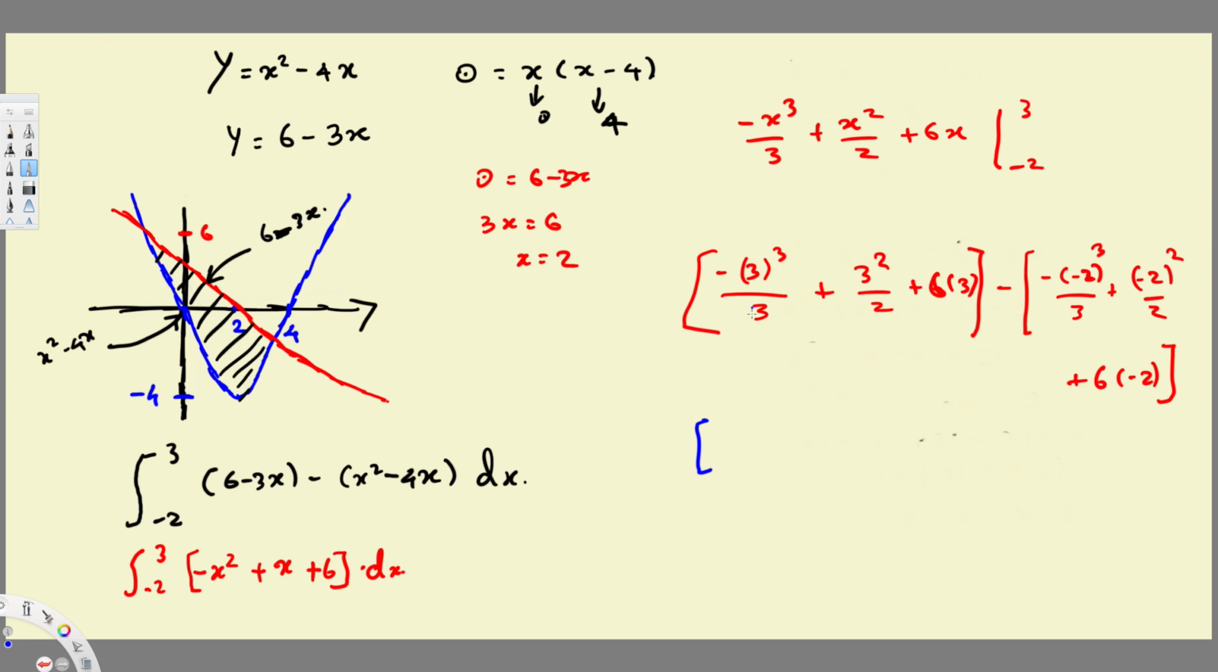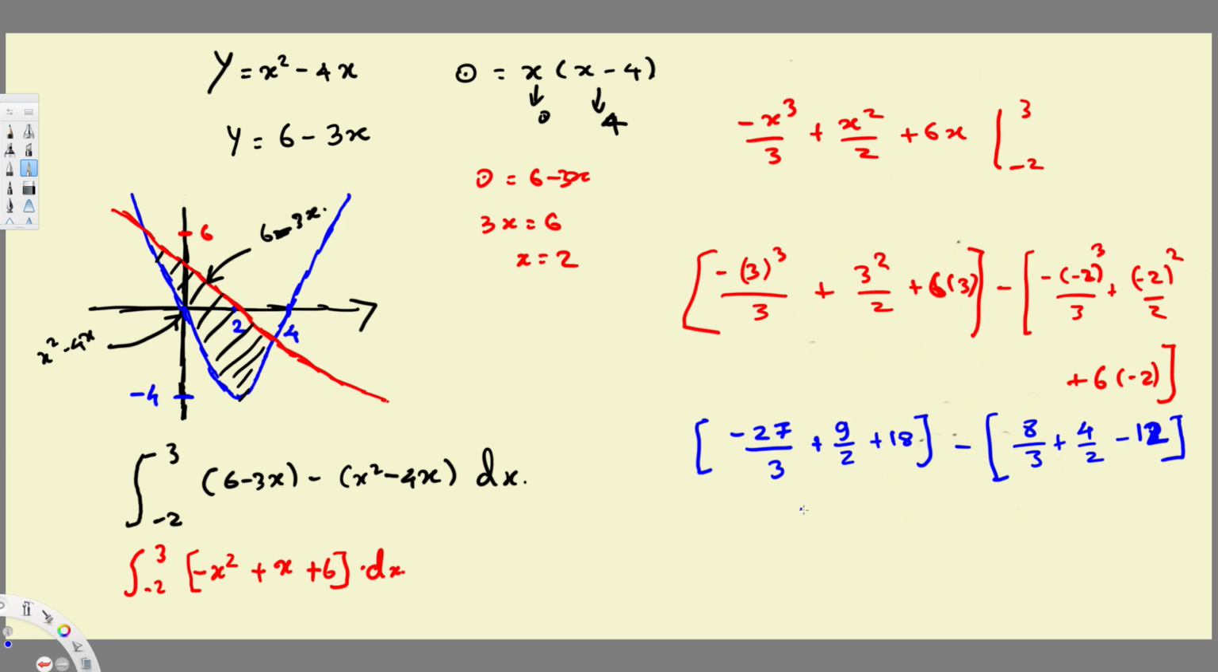So 3 cubed is going to be 27, right? So it's negative 27, we have a negative sign in front. So negative 27 over 3 plus 9 over 2 plus 18. And on the other side, negative 2 cubed is going to be negative 8 because we have an odd power. And negative 8 with the minus is going to be positive 8, so positive 8 over 3. And this is going to be a positive number because we have an even power, so this is going to be 4 over 2. Minus, because we have minus right here, so minus 6 times 2, which is going to be minus 12.